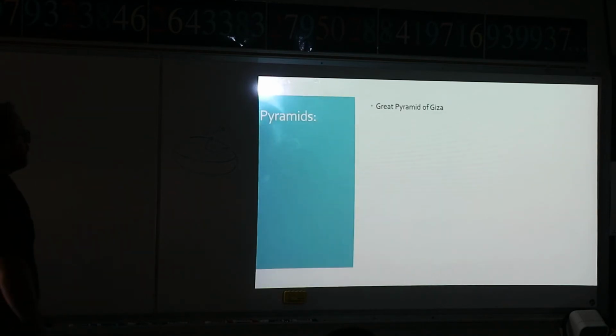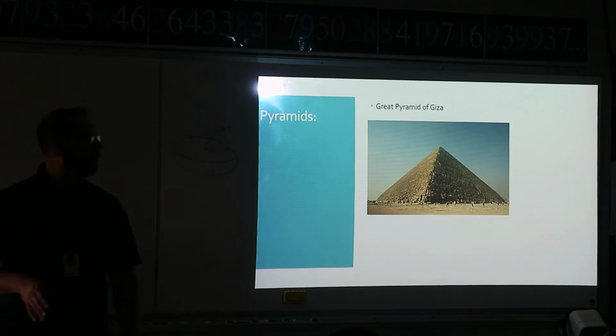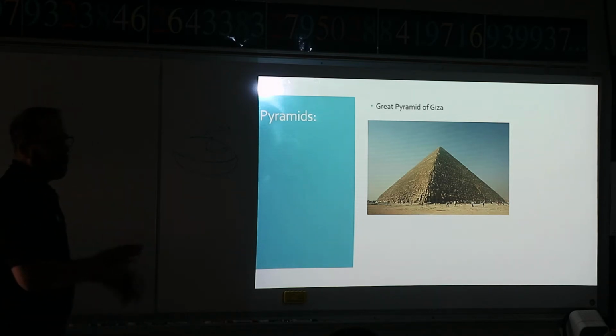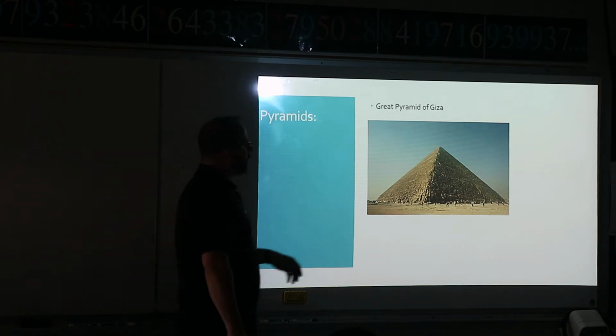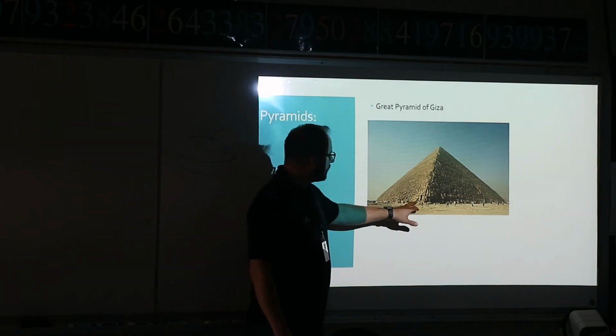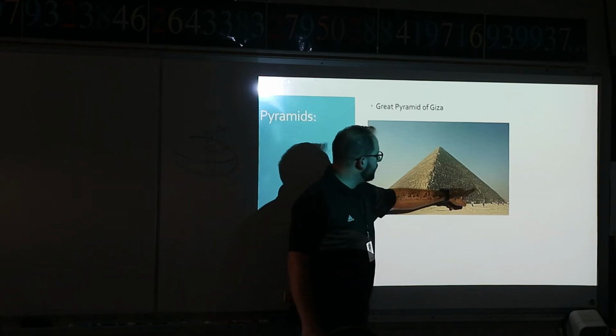So, the Great Pyramid of Giza. It is a square pyramid, right? It's perfectly square on the base. It has 9-degree angles. Mathematically, it's impressive. It's tall, it's really big. Each of these blocks is 2 tons, so it's deceiving how big it is. The door frame's up here if you can see it.